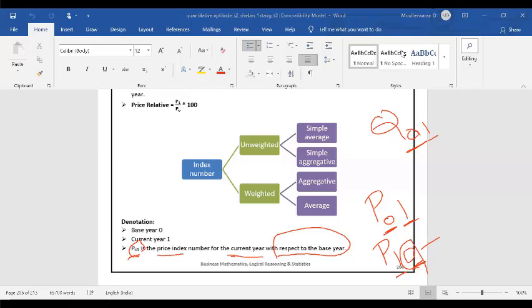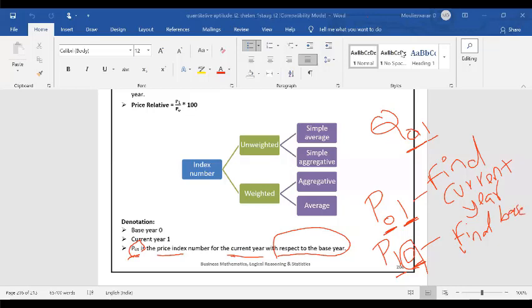One simple way shall I tell you to remember? If you are finding a current year, this is the formula. Find current year means 1 should come at last. Find base year means, to find in the base year whether it increased or decreased, 0 should come last. Whichever one you are finding, that one should come as the last number. That is one shortcut to remember.